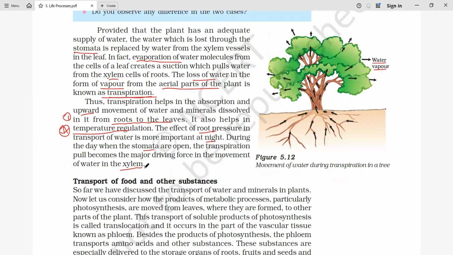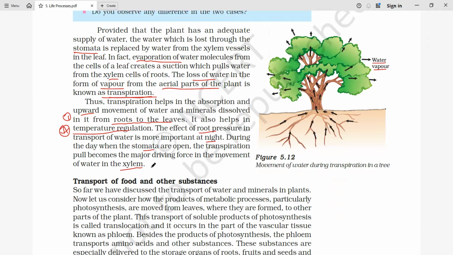So in the daytime, what is it? Stomata are open, so more evaporation is also happening, water is coming out in the form of vapor. So due to that change, automatically more water is moved from the root to the different parts of the plant, especially to the leaf. Okay, in the daytime.